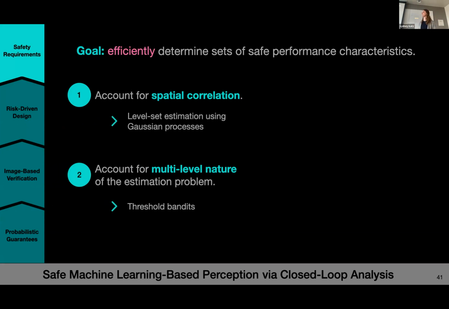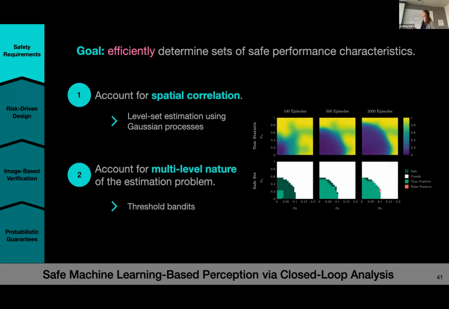And it turns out that there's techniques in black box estimation that are able to address both of these properties individually. And the technique that we come up with essentially combines the best of both worlds so that we can address them both simultaneously in order to efficiently enumerate these safe sets.